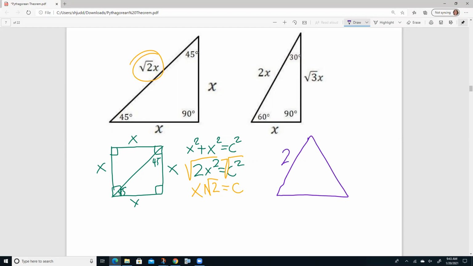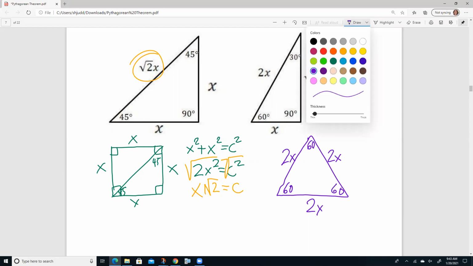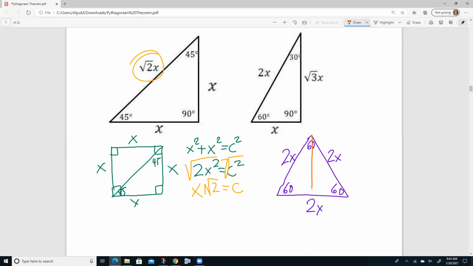Let's say we had an equilateral triangle. So equilateral triangle means all the sides are the same, all the angles are the same. So all the angles are 60, and all the sides, we're just going to call them 2x for now. Okay, let's say we cut that in half. Now, if we cut that in half, well, half of 2x is just x. This is 30 now, and what's left over would make this 90. So we again have two sides, and we can solve for our third side, where 2x is our hypotenuse.